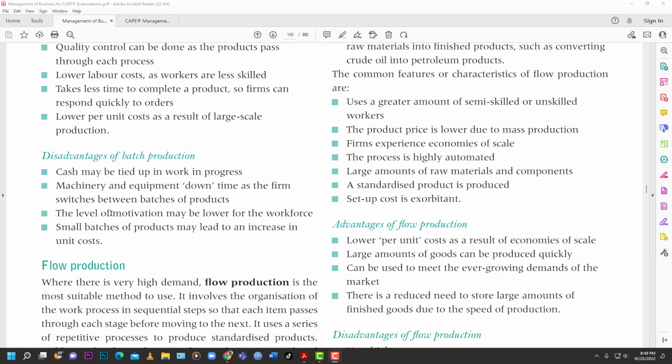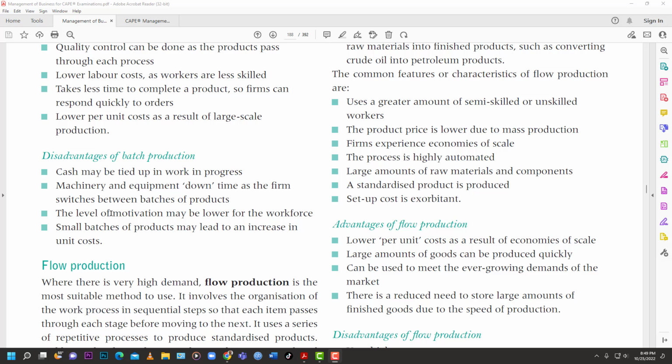Disadvantages of batch production: cash may be tied up in work in progress, so you have cash tied up in inventory, such as the ones that are being filled, the ones that are being labeled, the ones in the warehouse, that kind of thing. So cash can be tied up in a lot of inventory, work in progress.